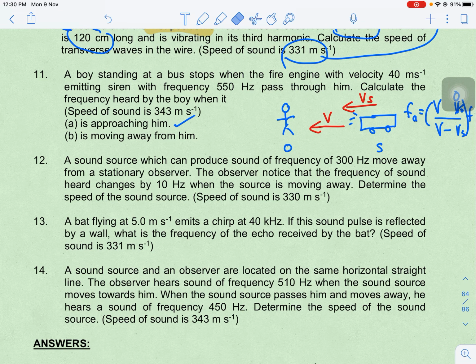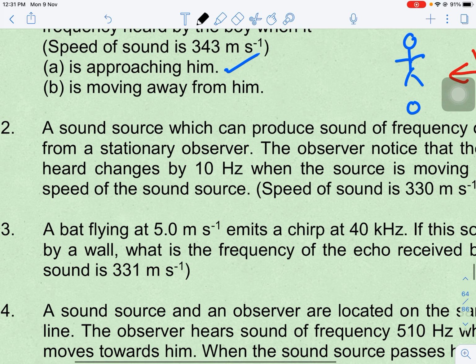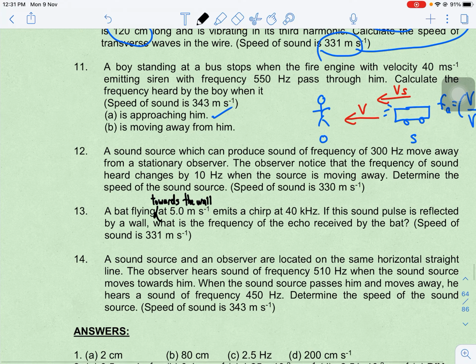Okay, so this one is the solution for question 13. Question 13 has a bit of a problem because it talks about a bat that flies with a certain velocity, but the question didn't mention the direction in which the bat flies. So I'm going to add here: flying towards the wall at 5 meters per second. The bat makes the chirps at 40 kilohertz.